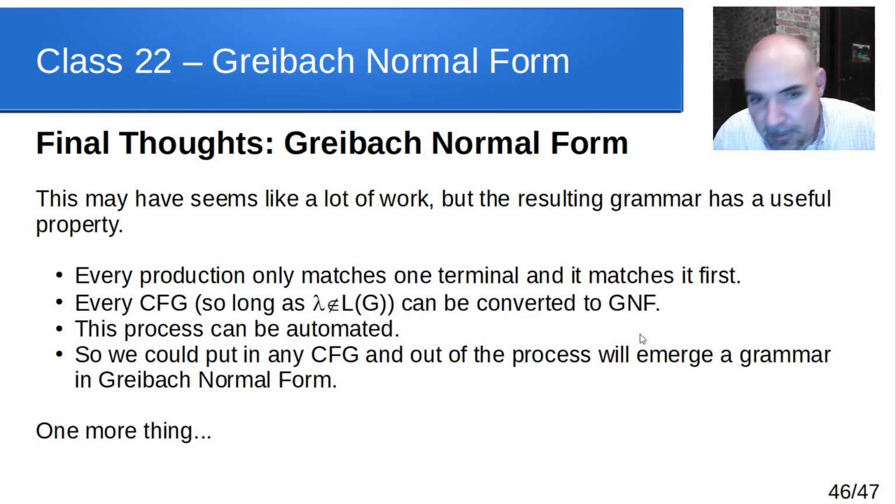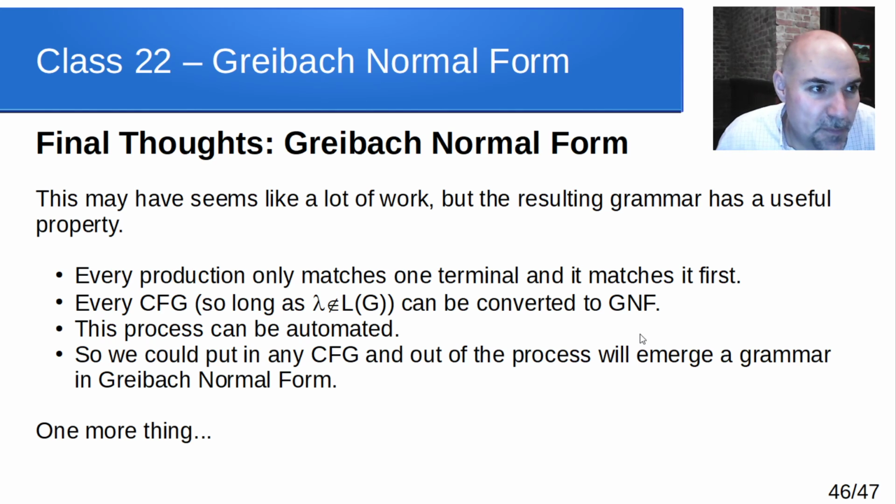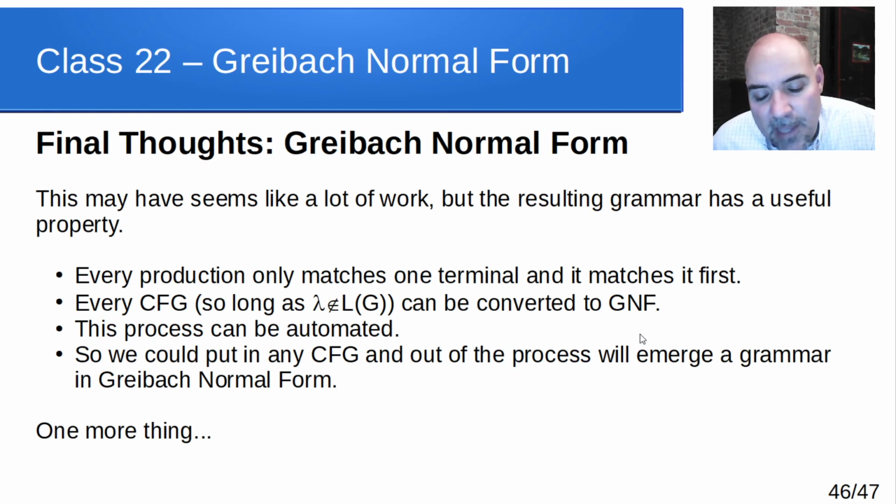And also notice that the process for converting to GNF, to Greibach normal form, is algorithmic in nature, which means that you could make a program that you feed a grammar, and it automatically converts it to GNF for you. So even though it seemed kind of tedious, and it seemed like maybe you'd make mistakes, you can just automate the process and have an algorithm do it for you. An implementation of that is not particularly difficult to create. So that means we could put any context-free grammar into that algorithmic process, and out of that process we'll get a grammar in GNF that has that property.